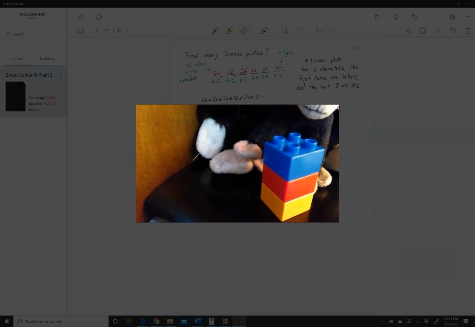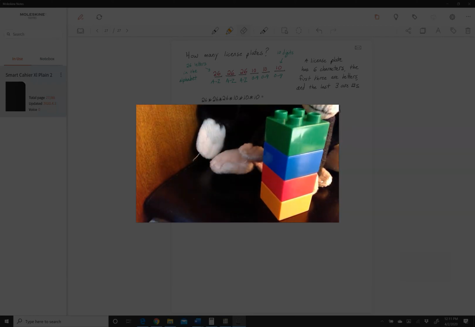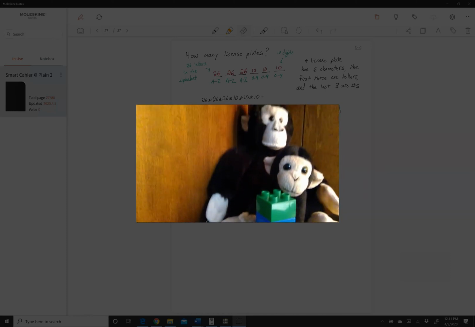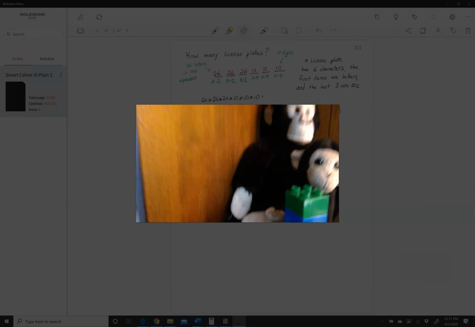And now we have the last one. Well, the last one, there's only one possibility. There's only one Lego left over, and that's green. So now we have a tower. Each of these towers are different permutations, okay? So let's write this down. Here are the monkeys listening again.